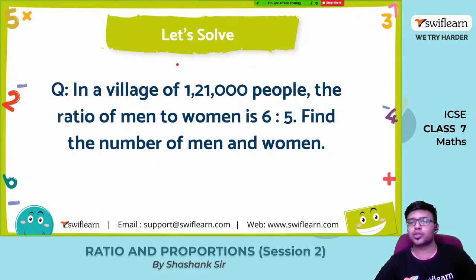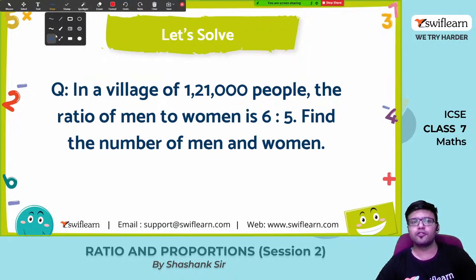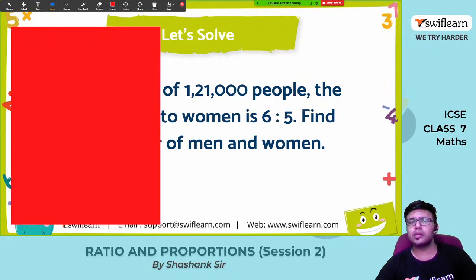The next question. In a village of 1,21,000 people, the ratio of men to women is 6 is to 5. So in a village, there are 1,21,000 people, where the ratio of men to women is 6 to 5. Find the number of men and women. So find the total part first. Total part is 6 plus 5. How much is 6 plus 5? 6 plus 5 is 11.